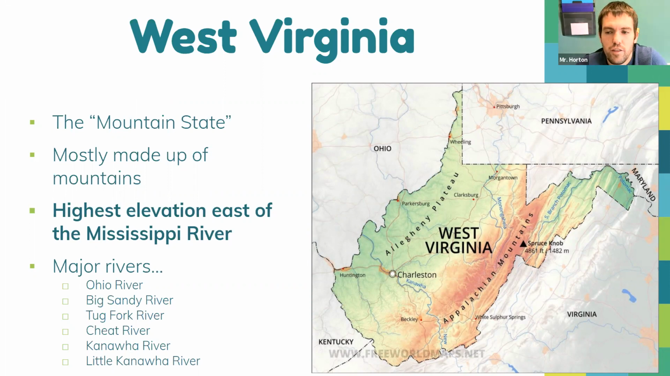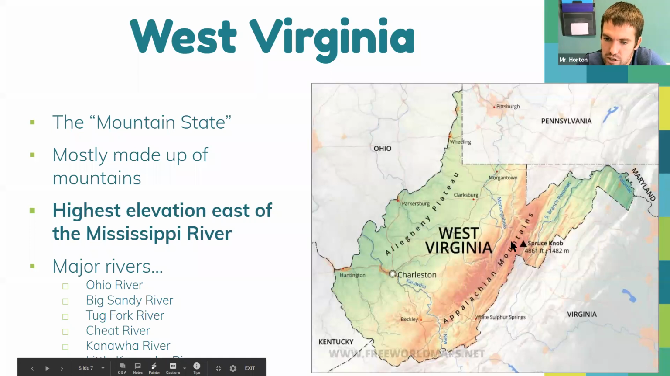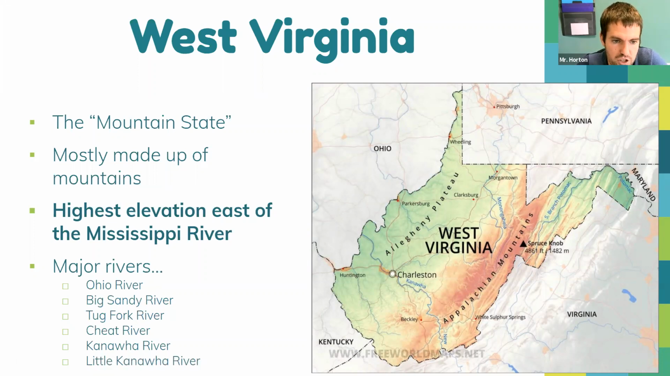Alrighty. Some other things about West Virginia: it's nicknamed the Mountain State because a lot of it's covered in mountains. You have the Appalachian Mountains that take up a large portion of the state. A lot of the highest points of the Appalachian Mountains are located within West Virginia. And there are a lot of major rivers, such as the Ohio River, the Tug Fork River, and the Cheat River, and many, many more.